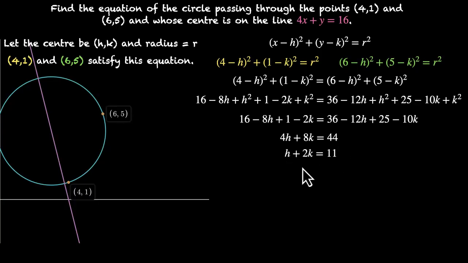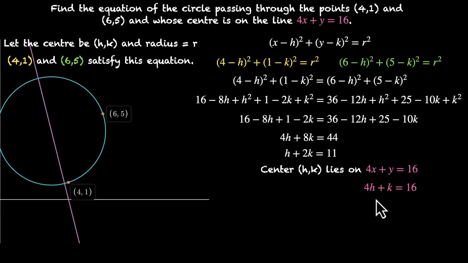Can we get one more equation? Yes. This line passes through the center, which means the center (h, k) satisfies this equation 4x + y = 16. So we can plug in h, k in this equation. We get 4h + k = 16. Now we have two equations and two variables. We can solve for h and k.